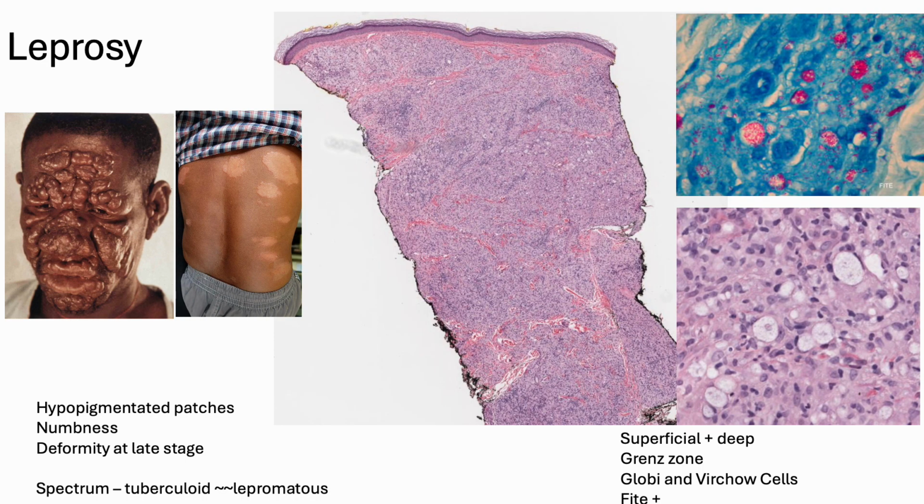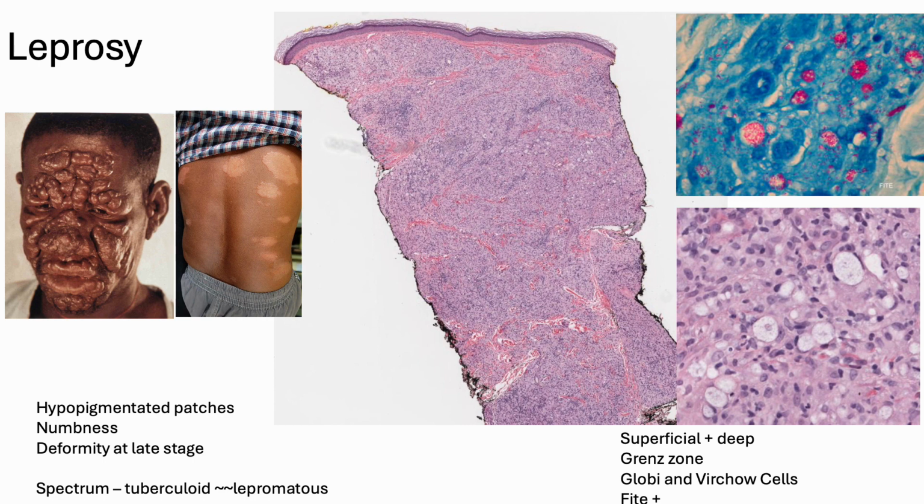The next disorder is leprosy, and clinically it can present as hypopigmented patches with sensation loss or numbness, as the picture shown on the right. And if the patient has no treatment, at a late stage there can be some deformity in the face and in the extremities as well.